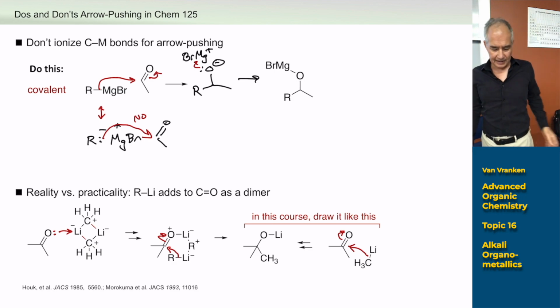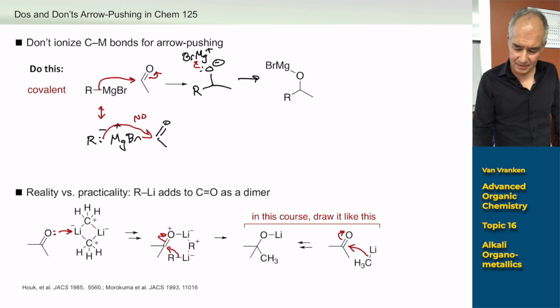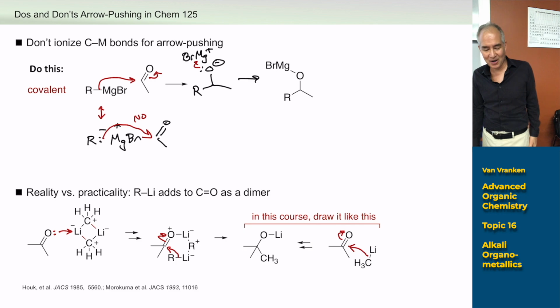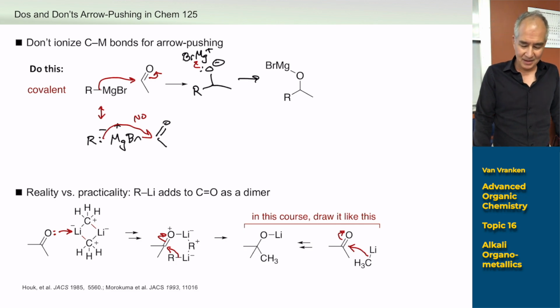So hopefully this is what you've been doing, right? This is hopefully the same thing you've been doing with Grignard reagents and alkyllithiums and other reagents. Just use the bond and attack the carbonyl. We don't need to draw those aggregates.